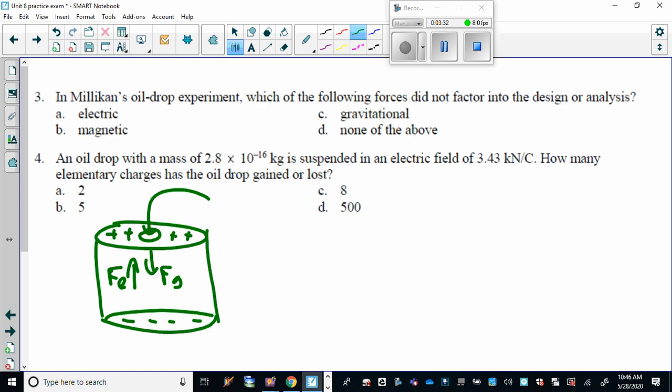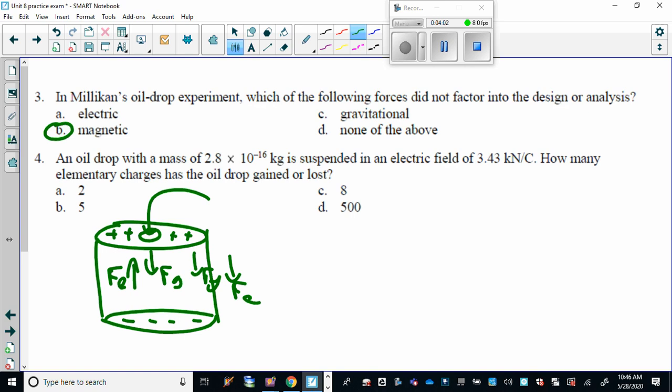And if they've lost electrons, so they're positively charged, well, then gravity will pull them that way, and the electrostatic force will pull them that way. The key point being, in this experiment, which of the following forces is not part of the equation or part of the design, and that would be B, the magnetic forces. There is no magnetic force here. And then we go into 4, which is a mathematical application of this.